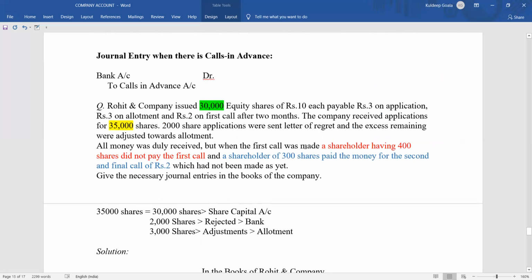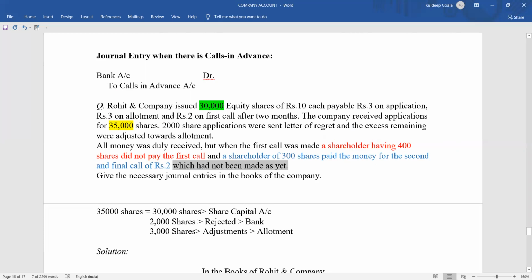Then coming to the next one, that is the first call. We have already seen that the company has not yet made the second and final call. So only up to the first call we have to do. You have to remember that you have to put up the entries only to the extent the company has made the call. If nothing is mentioned, then assume that all of the entries have been done. But here it is told that the second and final call has not yet been made.